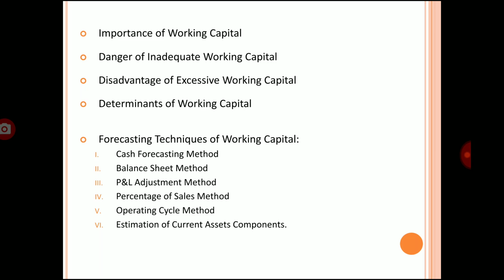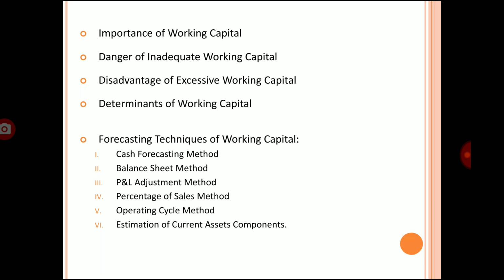So what is the cash forecasting method? Under this method, the working capital is determined on the basis of the closing balance of cash after considering the receipts and payments made during the period. This is basically for very small scale, micro level businesses, where the transactions are not very huge. There you can use this cash forecasting method on historical data.